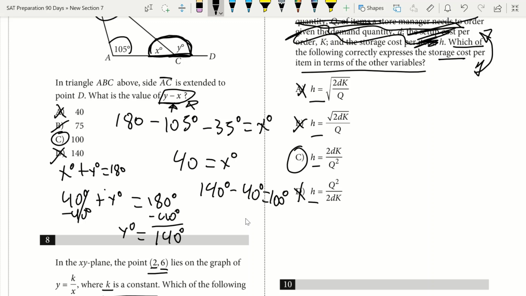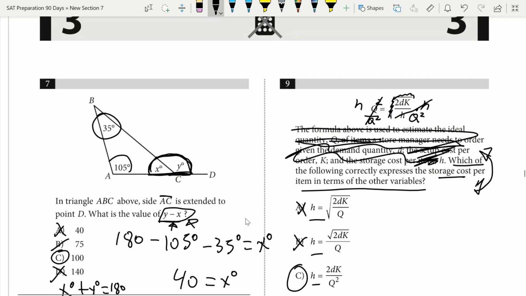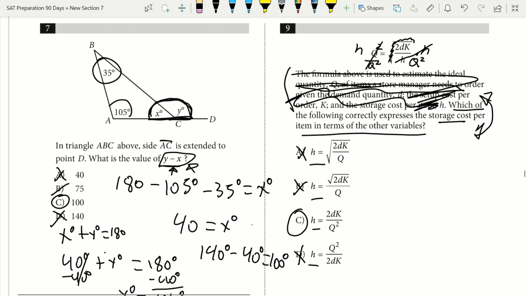The big thing here was making sure that we recognized right away that we didn't have to read all of this, so we saved that time. We just saw that we have to solve for h, then used algebra to go ahead and solve for h. I misspoke, solve for h, not solve for k. So that's the big tip you should have in your notes for number 9.